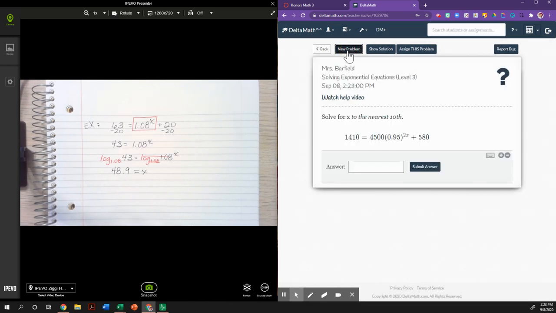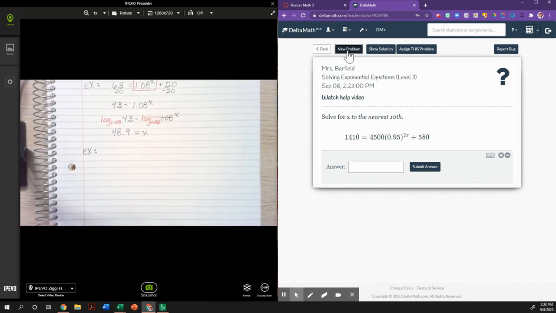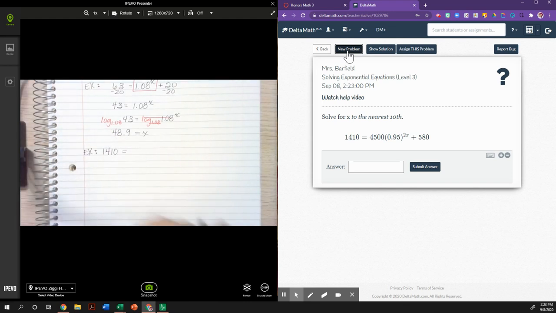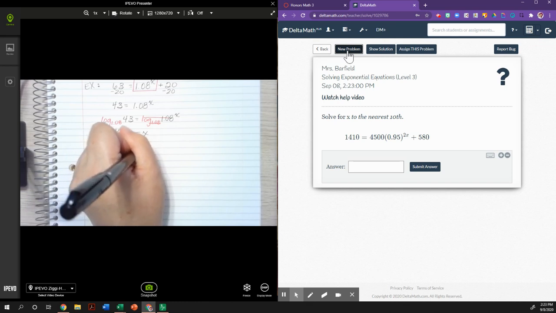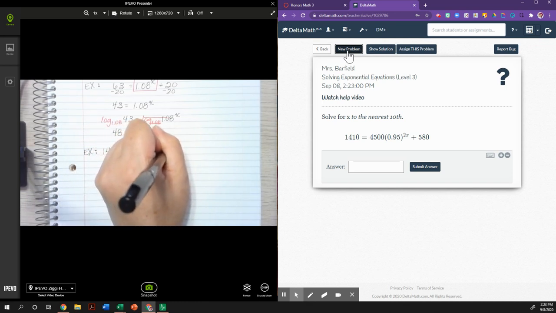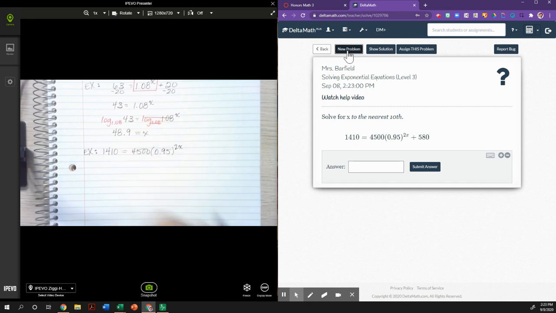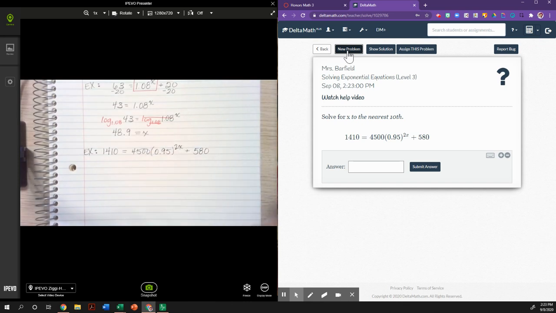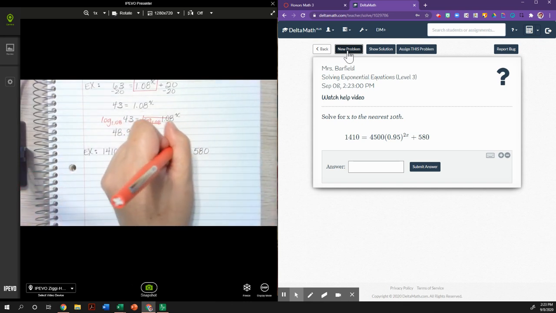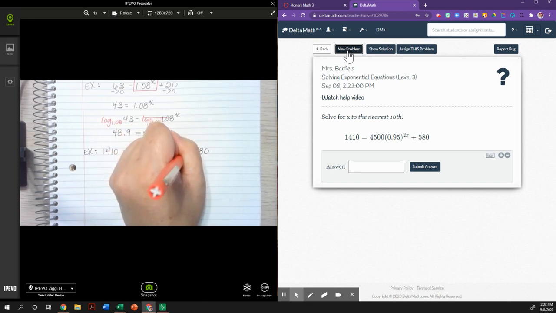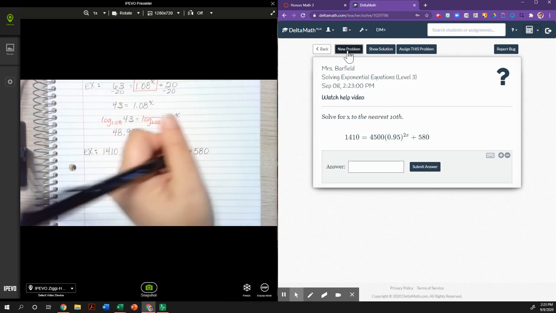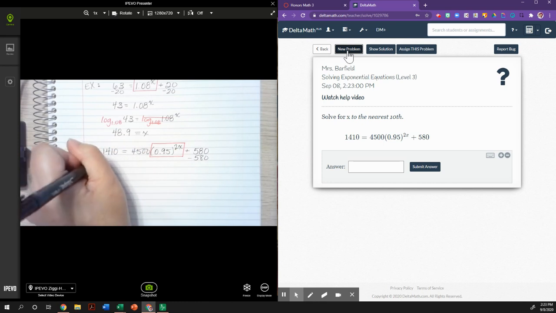All right, new problem. I'm going to do one more. I'm glad this one is super messy, because this will probably cover a lot of the different steps combined into one problem. So 1,410 equals 4,500 times 0.95 to the 2x plus 580. Again, exponent, so this term needs to be isolated. I'm going to start by getting the larger term by itself, so I'm going to subtract 580.